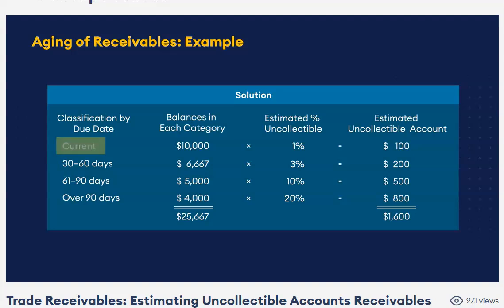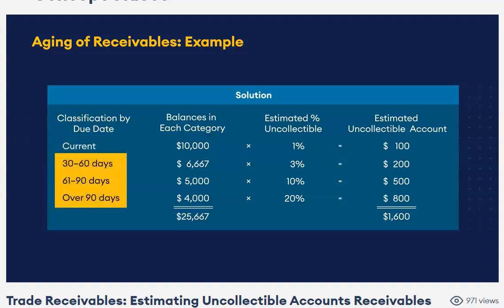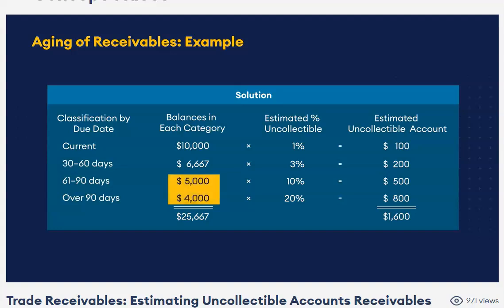So they said, yeah, what we're going to do is do it in blocks of 30 days. We have current, because maybe we say normal terms are net 30, so we expect our customers to pay us within 30 days. Then we'll do 30 days beyond that, and 30 days beyond that, and then anything older than that. So you'll notice that the categories, although there's 25,000 and change outstanding, there's 9,000 that's over 60 days old.